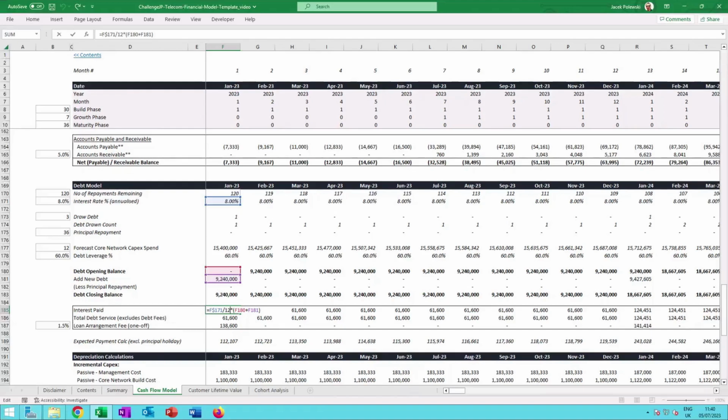You divide by 12 because the model is done on the monthly basis. This is an interest rate, which is quoted on the annual basis. So you just convert it to a monthly figure. Okay, that gives you your interest paid.